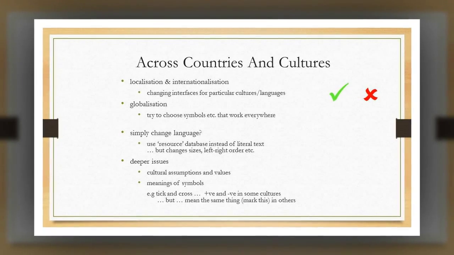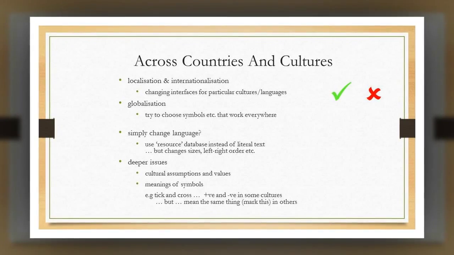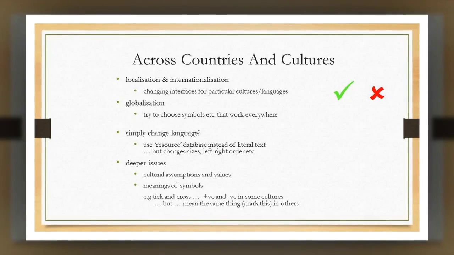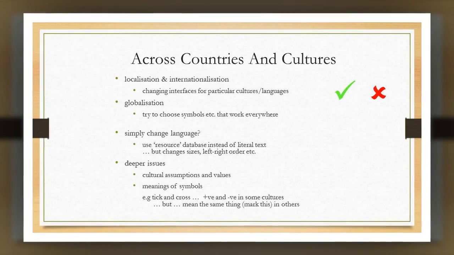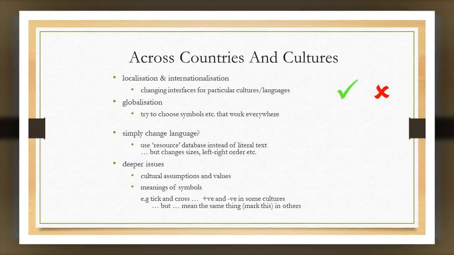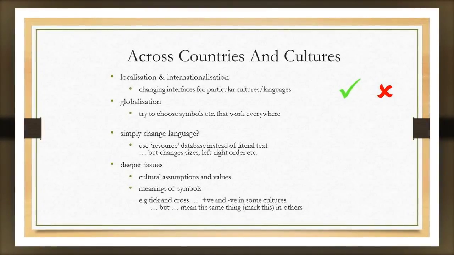Deeper issues: cultural assumptions and values. Meanings of symbols. Tick and cross are positive and negative in some cultures but mean the same thing. Mark this in others.